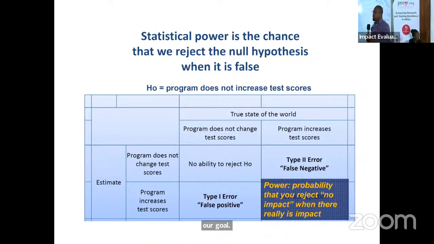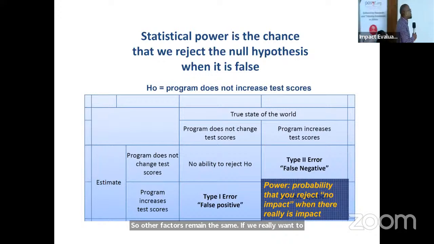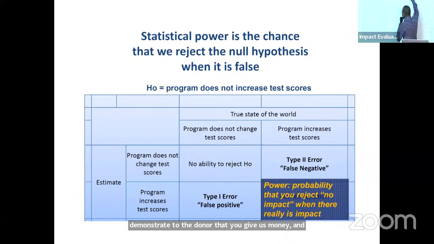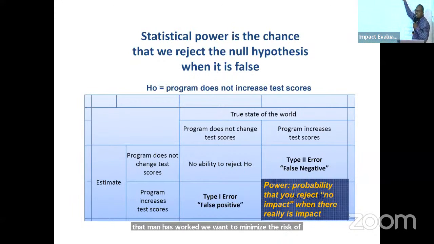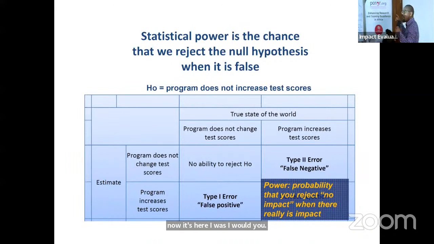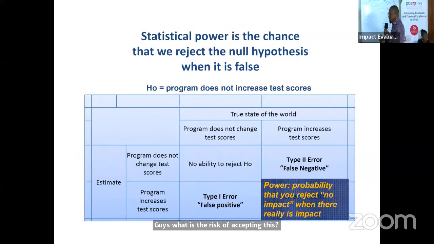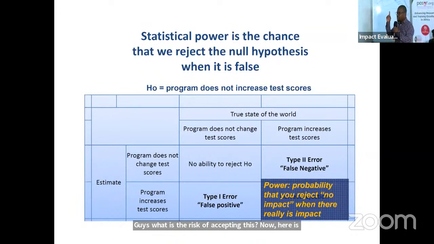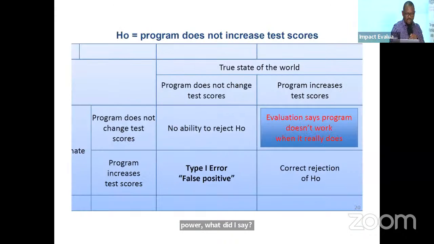So other factors remain the same. If we really want to demonstrate to the donor that you gave us money and that money has worked, we want to minimize the risk of accepting the null. And what is the risk of accepting the null? It's here. Are we together? What is the risk of accepting this null here? It is type 2. And that's why, in the definition of statistical power, what did I say? Let me go back. What did I say?